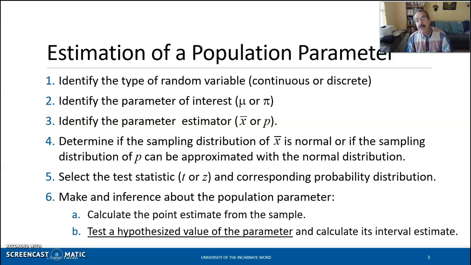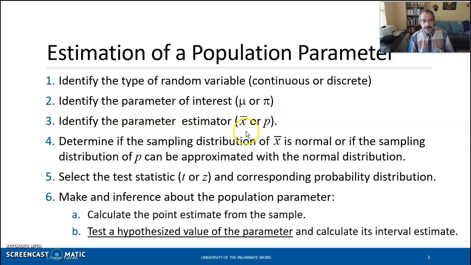If we're working with a discrete random variable, then the parameter that we'll be looking at is the population proportion, pi. Now, once you identify the parameter, you need to identify the estimator of that parameter. So again, if you're working with a continuous random variable, then the parameter of interest is going to be the population mean, and the estimator of the population mean is going to be the sample mean. If we're working with a discrete random variable, then you know that the parameter of interest is going to be the population proportion, and its estimator is going to be the sample proportion, or p.